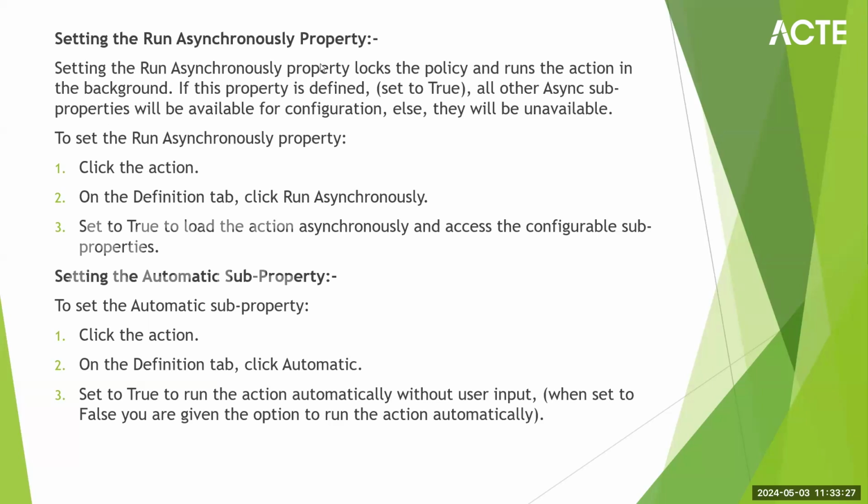Setting the run asynchronously property. This property locks the policy and runs the action in the background. Locking the policy means the user cannot edit or modify the policy, but the action runs in the background. The policy will be locked. You cannot see anything running in front of you, but in the background that particular action will be running.